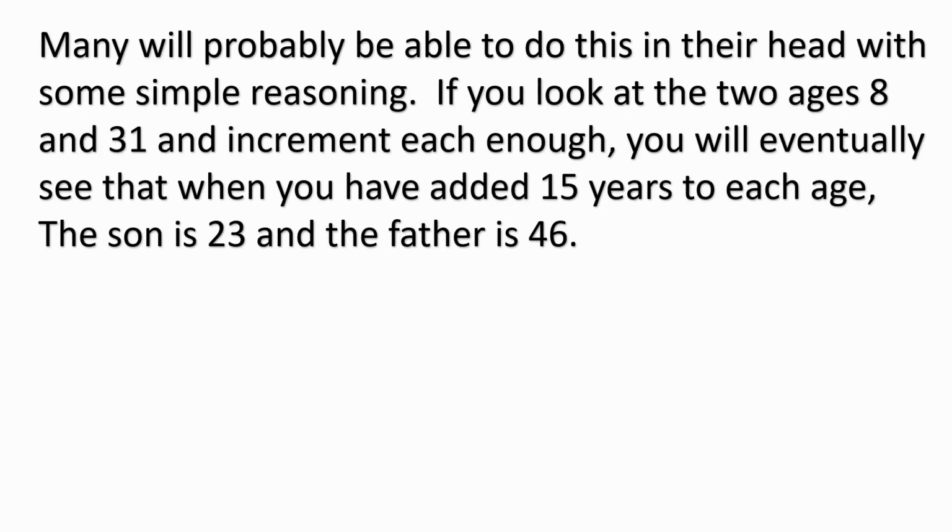All right, so many people probably would be able to do this in their head with some simple reasoning. If you look at the two ages, the 8 and the 31, and you increment each one of those enough, eventually you're going to see that when you've added 15 years to each of the ages, you're going to end up with the son at 23 and the father at 46, which would be twice as old as the son. So not too difficult. Probably a lot of people were able to come to that answer just that simple way.